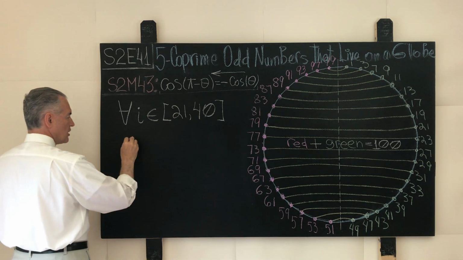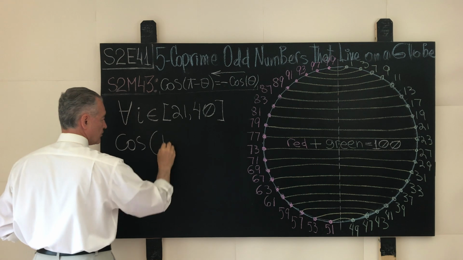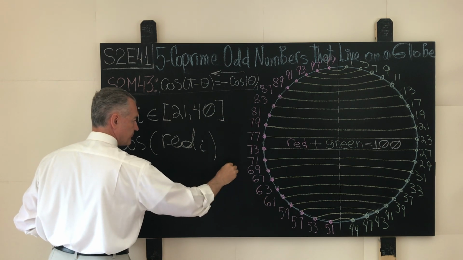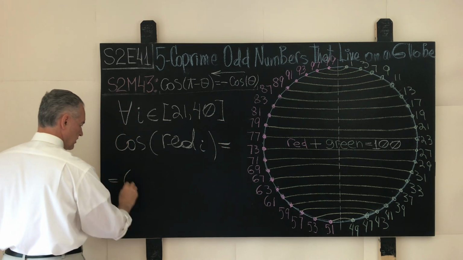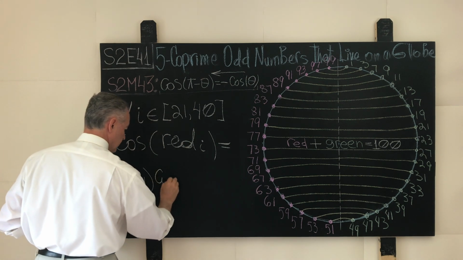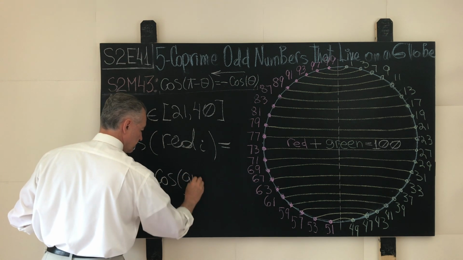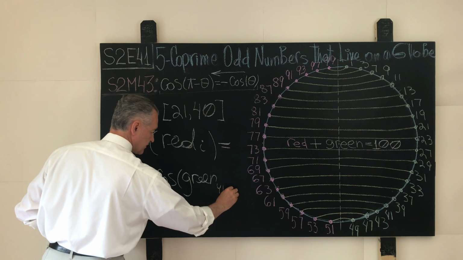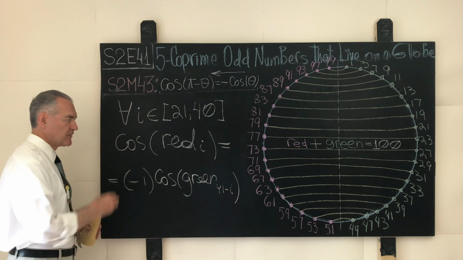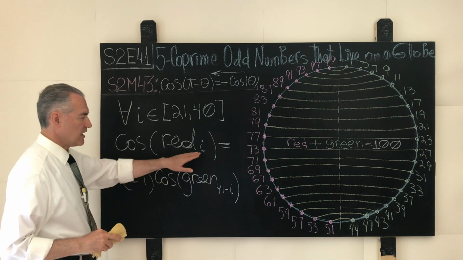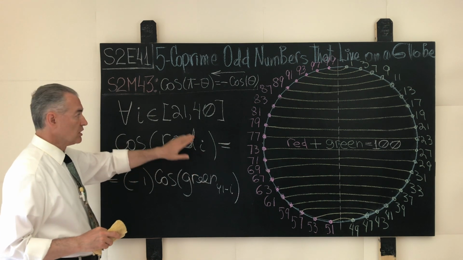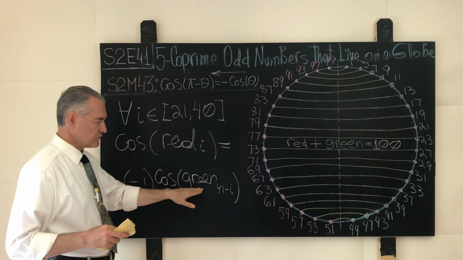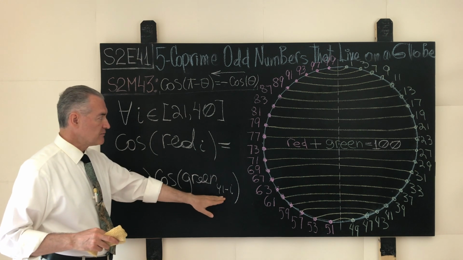We just showed that the cosine of the red such number is equal to precisely -1 times the cosine of the green number with the sub-index what? 41 minus I. And that notation should be straightforward to decipher as the indexes I grow, 21, 22, 23, 24, and so on all the way to 40, the sub-indexes of the corresponding green numbers diminish.